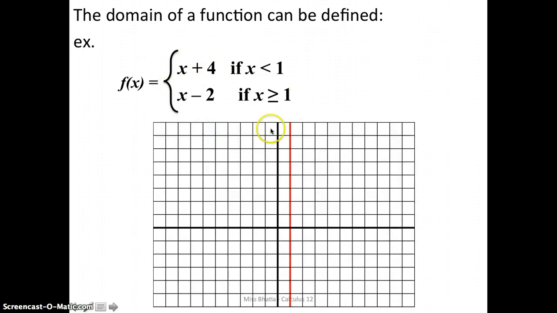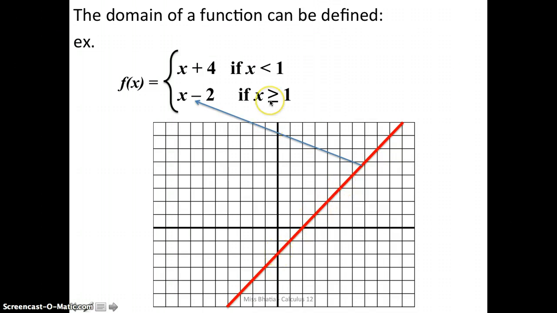So let's graph this. So here we have our y-axis, our x-axis, and here in red I've just highlighted where x equals 1. So on one side of the function, the side greater than 1, we're going to have a different function, and on the side that's less than 1, our function is going to look different. So let's graph one of these. Let's graph, say, where x is greater than or equal to 1. So this function, x minus 2, is this line. So line with a slope of positive 1 and a y-intercept of negative 2.